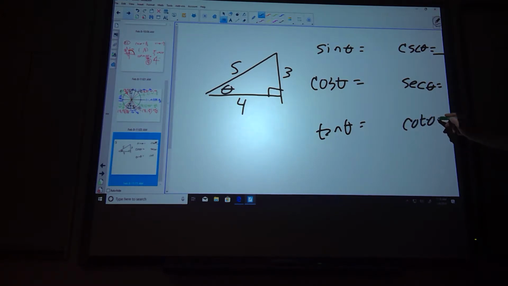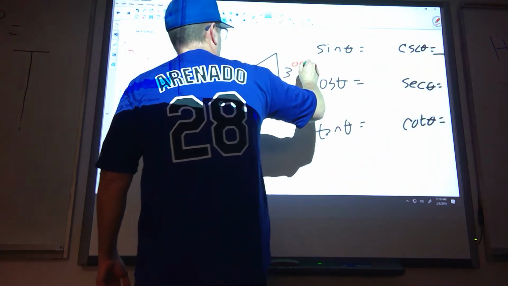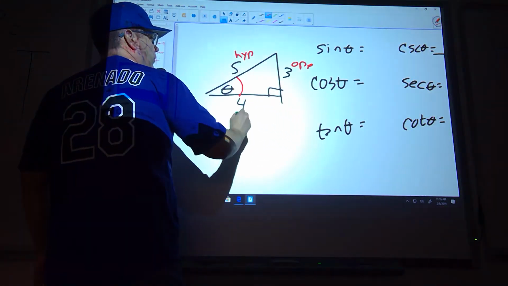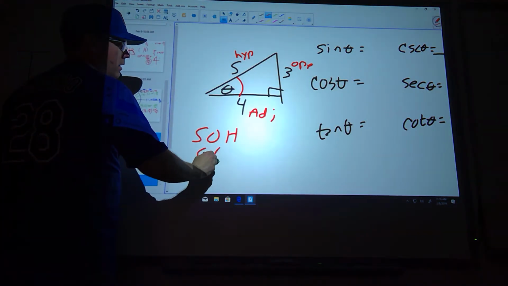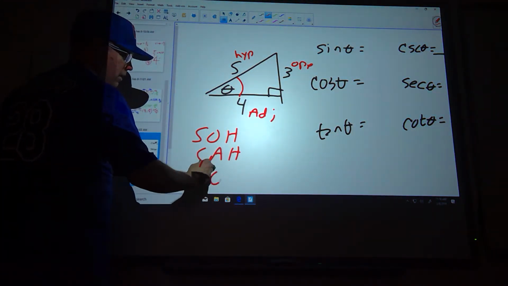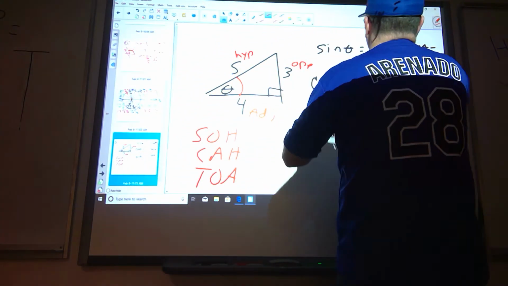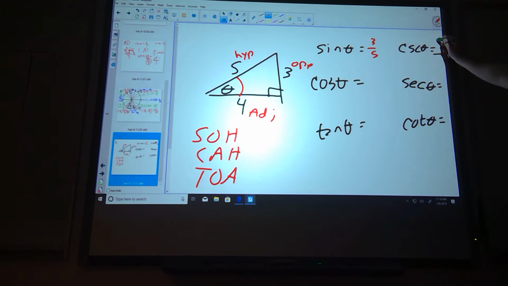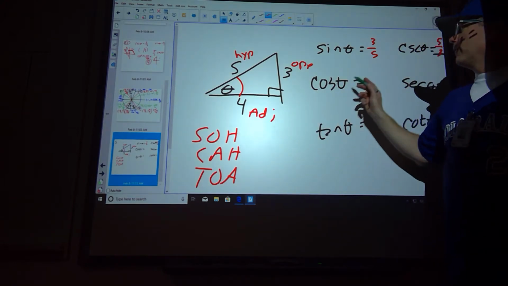Sine is y and cosine is x. So I wouldn't even do that. I would say, okay, using this angle, this is opposite, hypotenuse, adjacent, SOH CAH TOA. Opposite of that angle is 3, so I get 3 over 5, reciprocal, 5 over 3. Should I make it a mixed number? No! Cosine, 4 over 5.